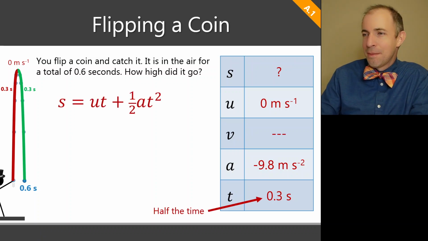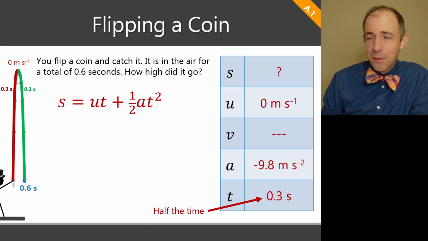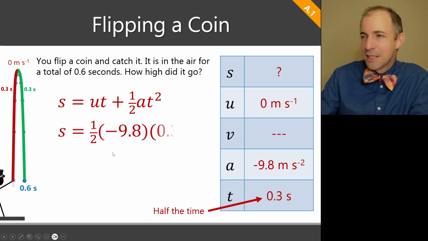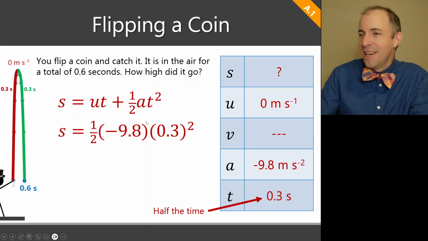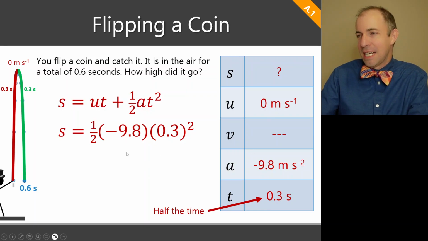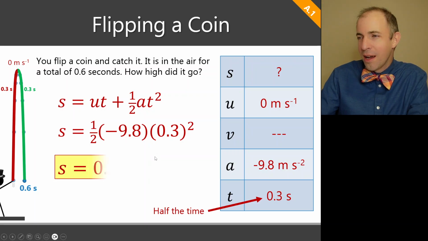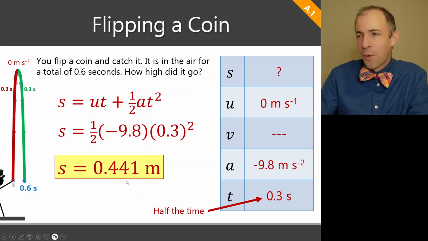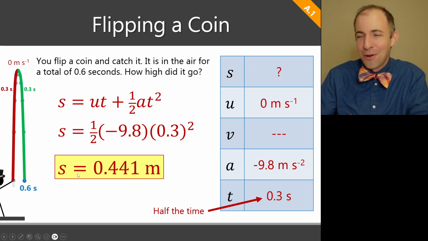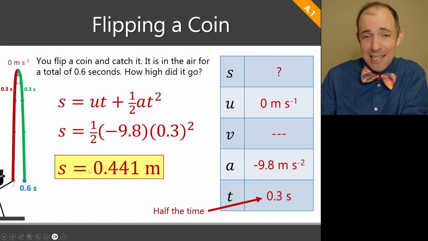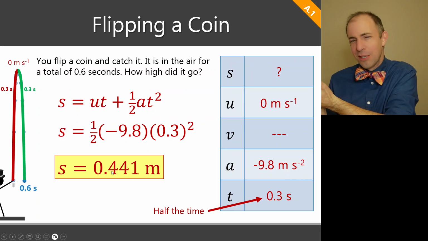And then I am going to use this equation. S is equal to ut plus 1 half at squared. That ut doesn't really matter because u is 0 in this particular case. And then I plug in 1 half times negative 9.8 times 0.3 squared, and I get 0.441. Technically, I broke my own rule. It should say negative 0.441, but I've already changed it to match what the question is asking.